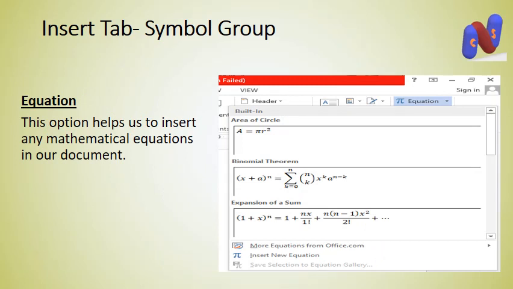Now insert tab symbol group. Equation. This option helps us to insert any mathematical equation in our document. As in the picture you can see different types of equations we can type or insert in our document while typing a question paper or any type of information related to mathematics or physics.